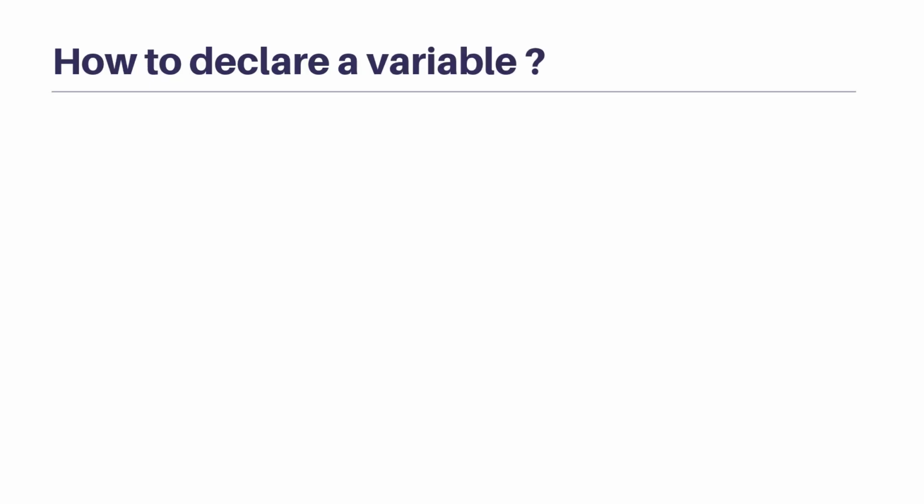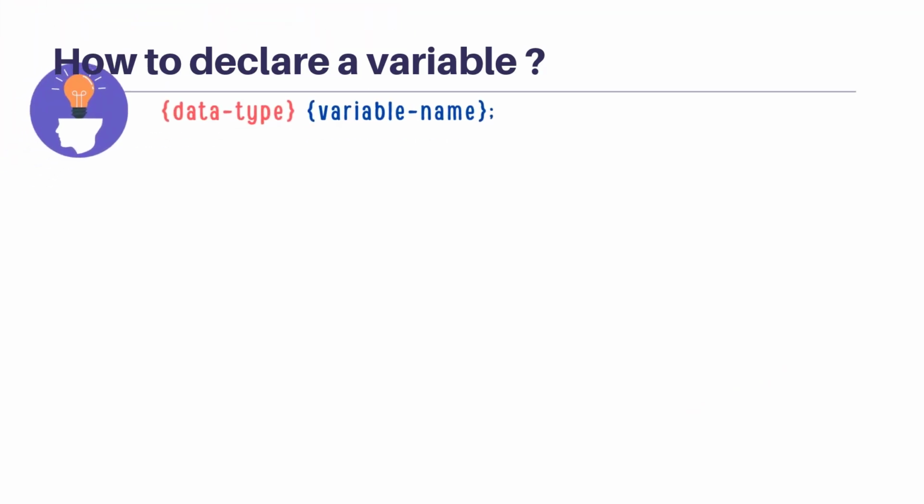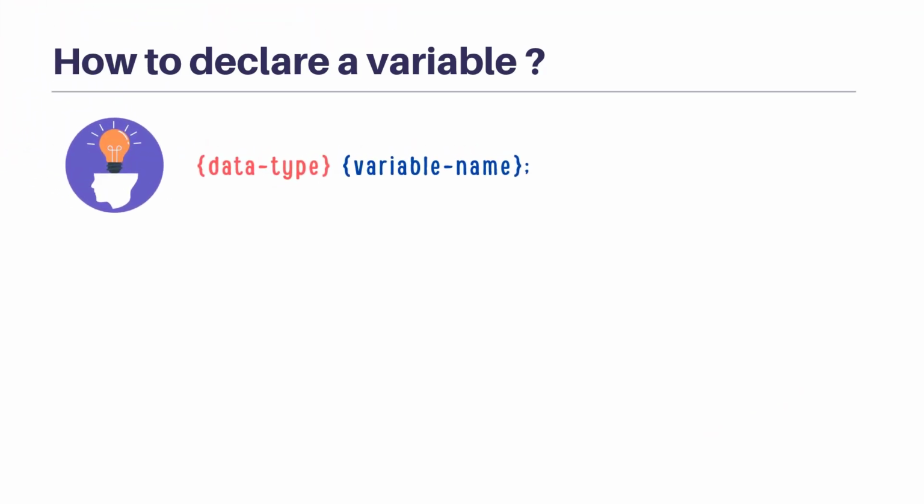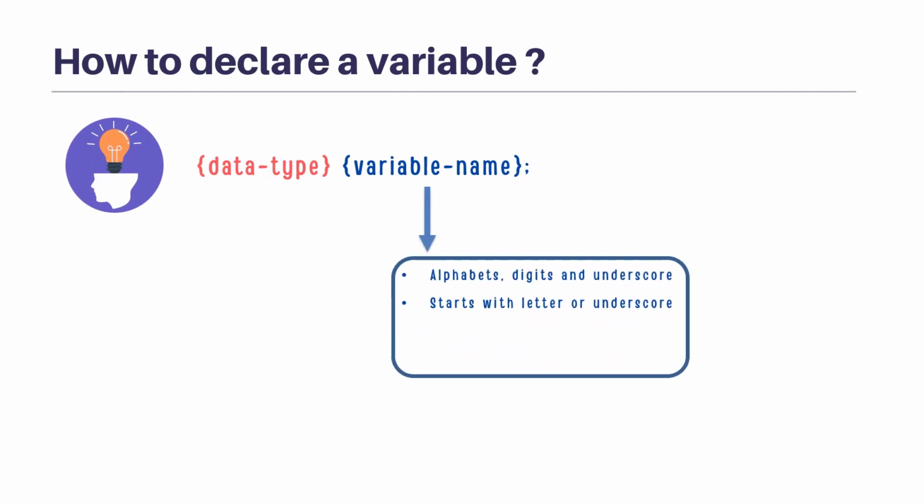Now let's see how to declare a variable. Generally, a variable declaration in C# starts with a data type followed by the name of the variable. The name of the variable can contain letters, digits, or underscores. A variable name can start with either a letter or an underscore. Okay, let's move to data type now.